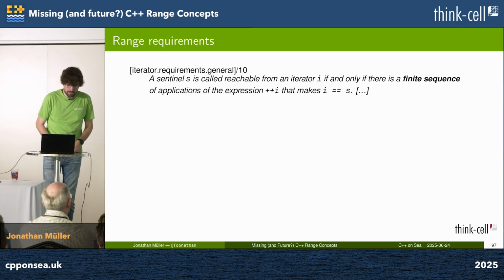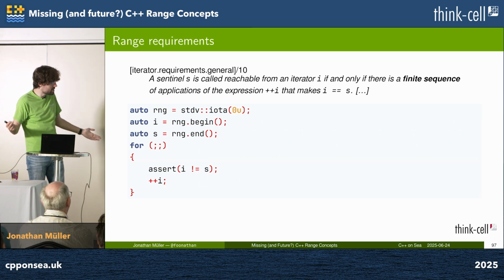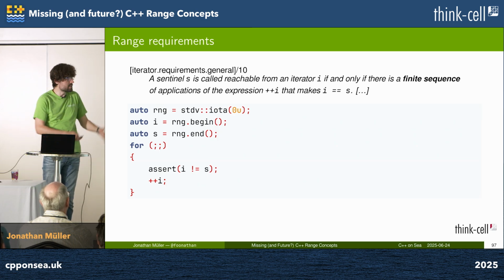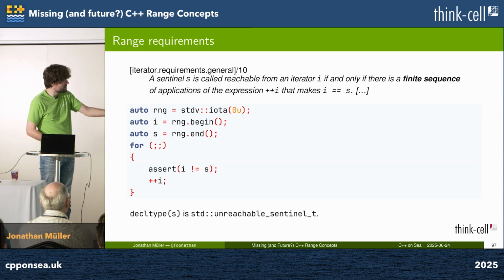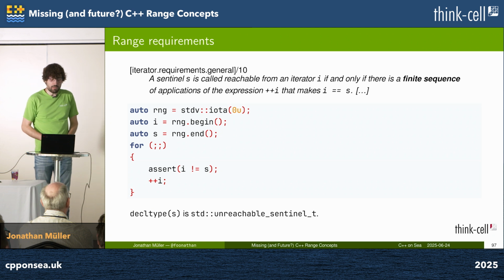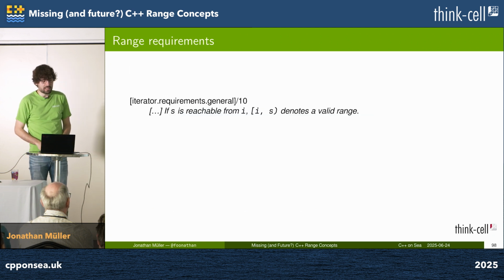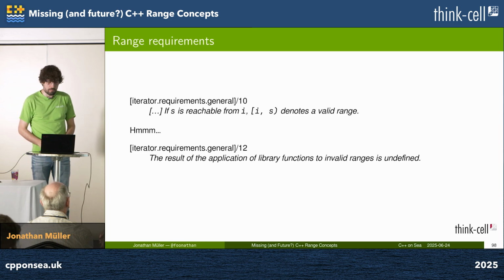Finite sequence, right? So if you use iota unbounded, it gives you an infinite sequence of integers, so we'll never reach the sentinel. The sentinel is not reachable, and this is encoded because the type of s is in fact unreachable sentinel. So it is not a reachable sentinel. So far so good. However, there's this other clause that says if s is reachable from i, [i, s) denotes a valid range. The result of the application of library functions to invalid ranges is undefined.